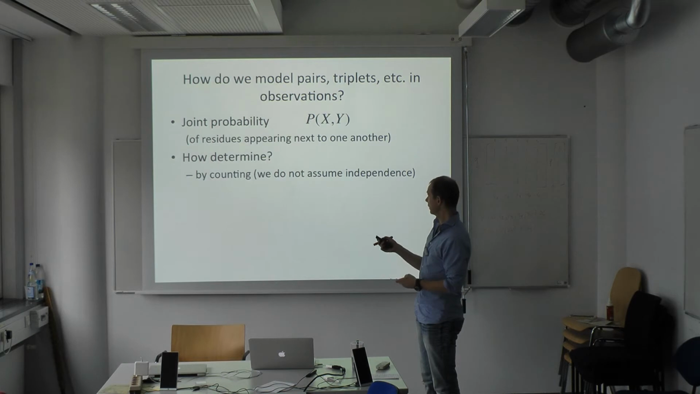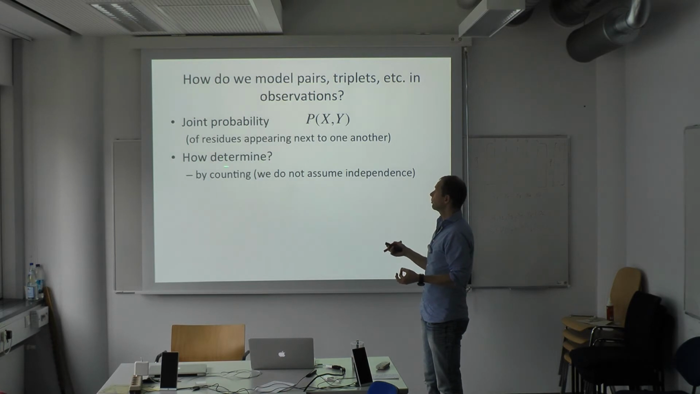So on Tuesday we talked a little bit about joint probability, where we have a number of symbols that we'd like to consider jointly, that they appear next to one another, for example. And how do we find them? Well, we can do so by counting.